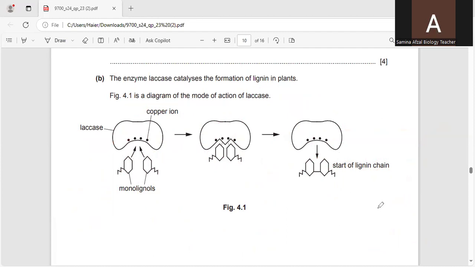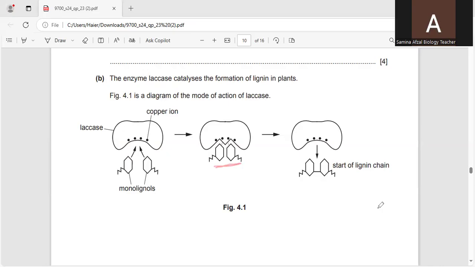Here you can see the laccase enzyme which has copper ions inside, and monolignol. Monolignol is there and the monolignols will attach themselves on the active sites. So the induced fit model is over here. That is, the enzyme will change the shape to fit these monolignols into it, and then it will attach them, and you can say they will bring together all these different monolignols.